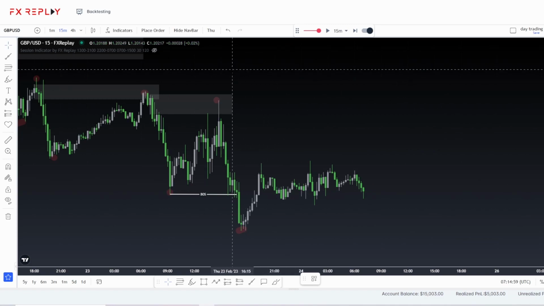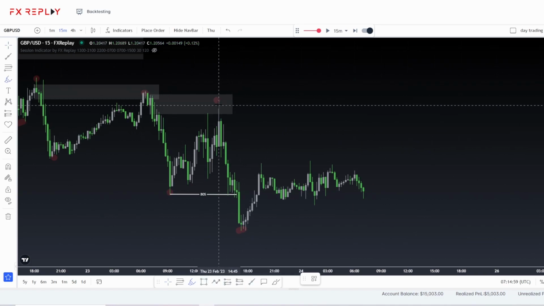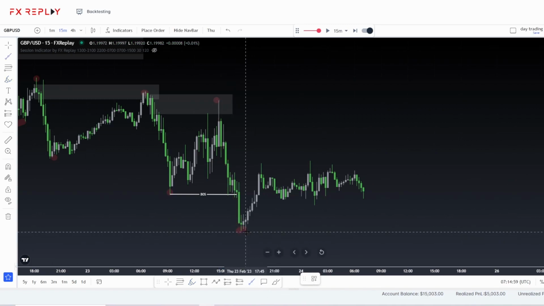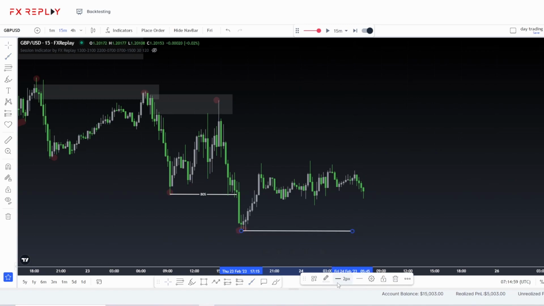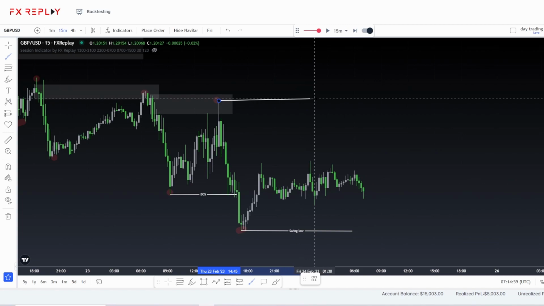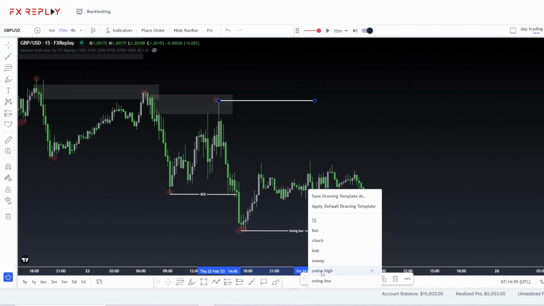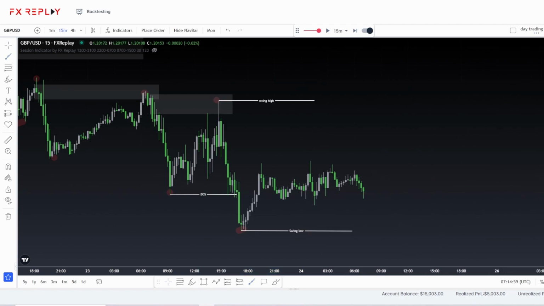We are currently ranging within this leg here, okay? This is our swing low, and this is our swing high. So our job here is to find a supply zone within this swing leg, within this current leg, to look for a lower time frame confirmation trade out of.